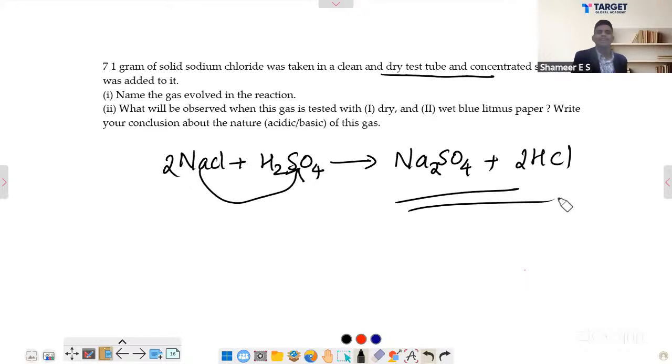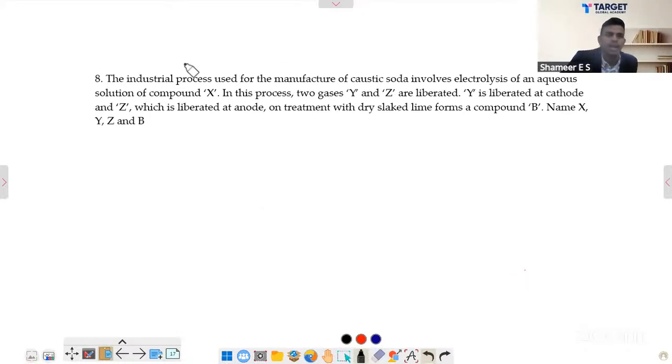And then this will be tested using dry and wet litmus paper, which will show the result. HCl is an acid, hydrochloric acid, so wet litmus paper is required. Only the wet litmus paper will give you a result. Using dry litmus paper, you will not get any kind of color change. Wet litmus paper is required because H plus ions should be present. This is also an important question. Next, we can discuss one more question, and then let's wind up.